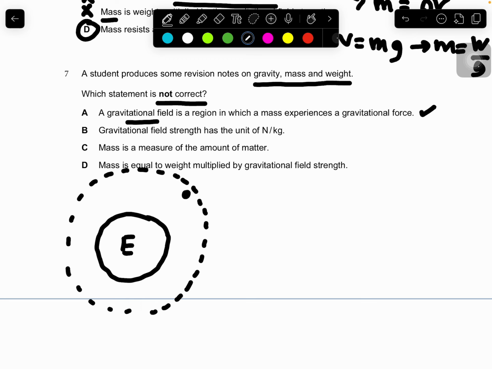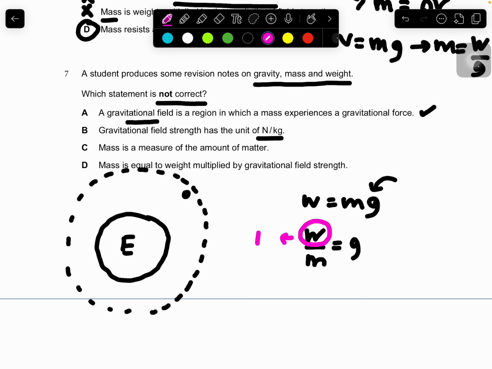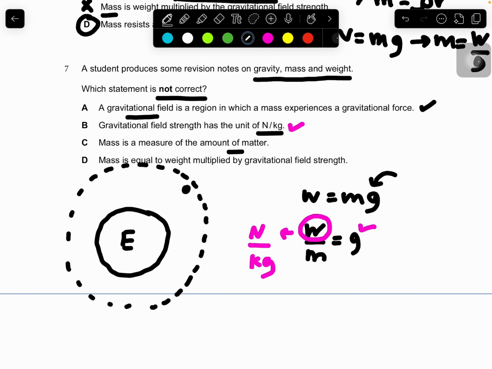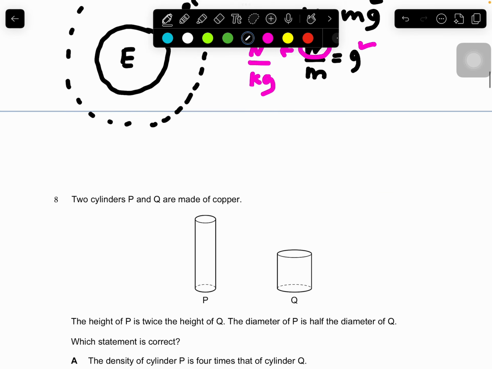This is correct. Gravitational field strength has units of newtons per kilogram. Let's see. W equals mg. We want to isolate g, so we'll take m to the other side. We have W by m equals g. Weight is a form of force, and the unit for force is newtons, and mass is kilograms. So newtons per kilogram is a correct unit for g. So this is also correct. Mass is a measure of the amount of matter, also correct. Mass is equal to weight multiplied by gravitational field strength. That is wrong. Part D is the right option.